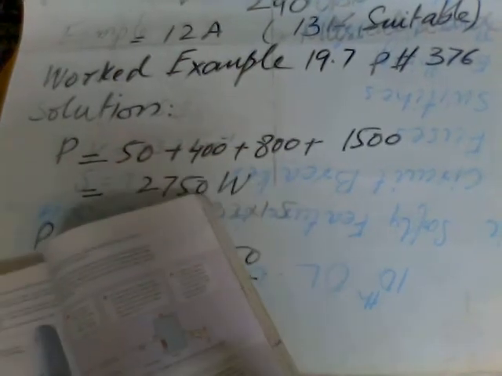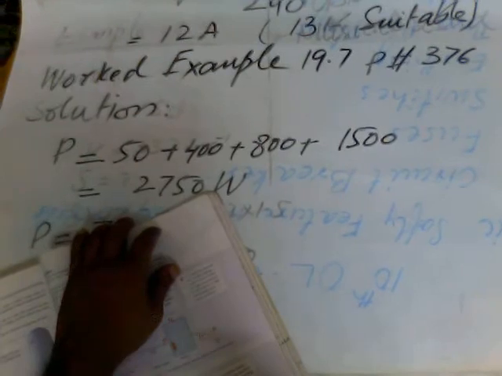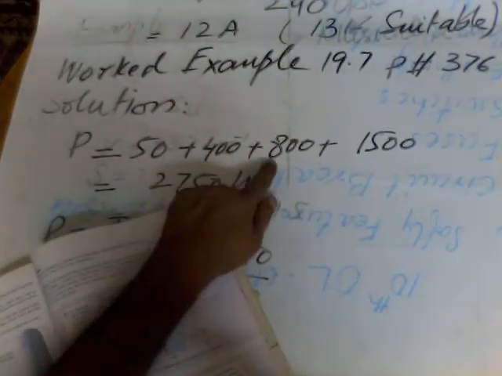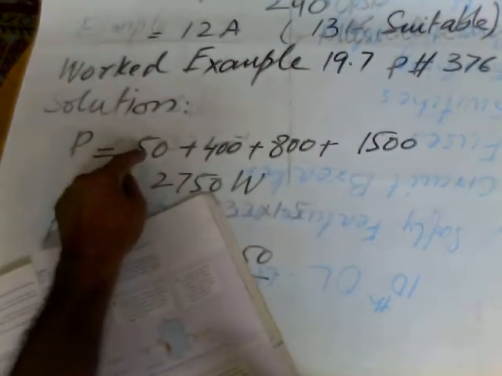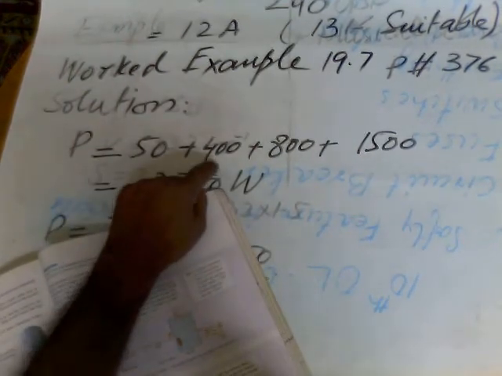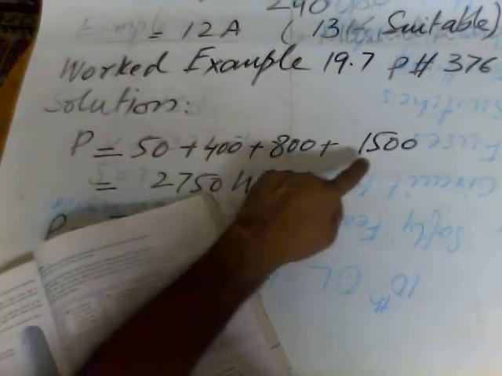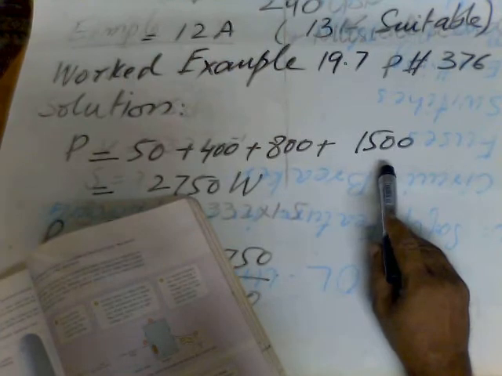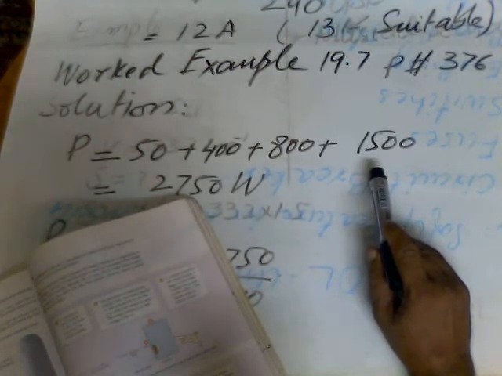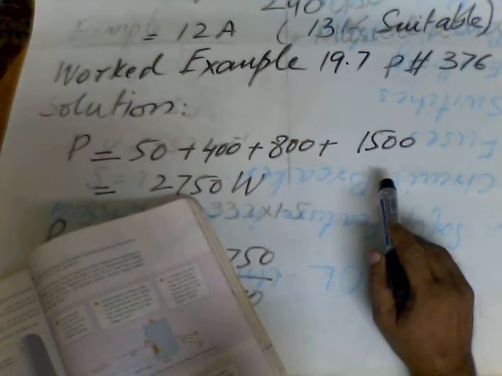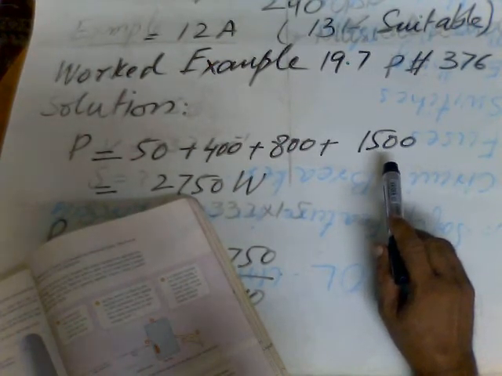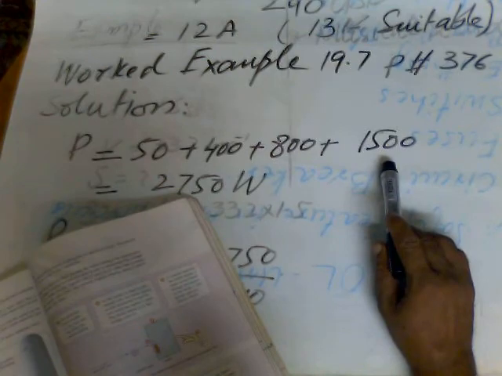The first thing is this, that there are four things given. 1, 2, 3 and 4. Let's say P1, P2, P3 and P4. Now all these things' powers, this 1500 came because we read that the kettle is 1.5 kilowatt. So by multiplying it by 1000 we get 1500.